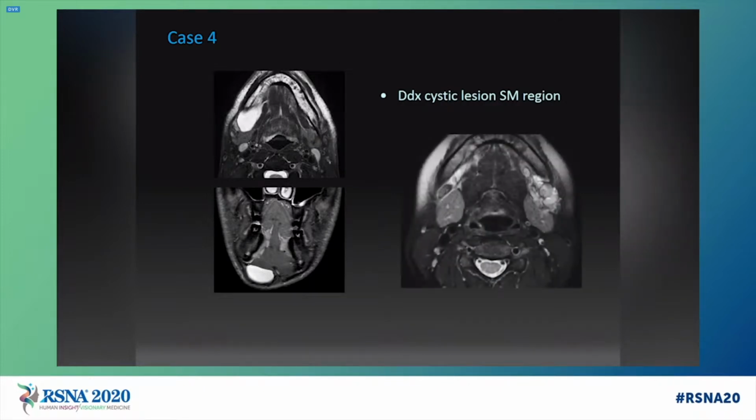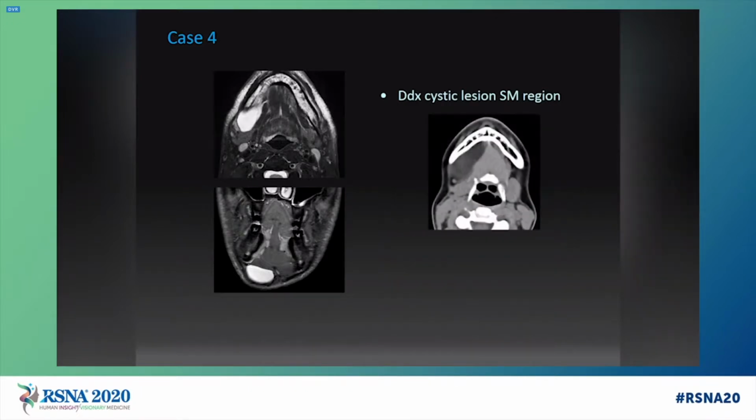Well, here is a patient with a lesion in a very similar location, just anterior to the sternocleidomastoid muscle. This one is multilobulated, septated. You can even see that there is a fluid level. So that is highly suggestive of a lymphatic malformation, which is what this lesion was.